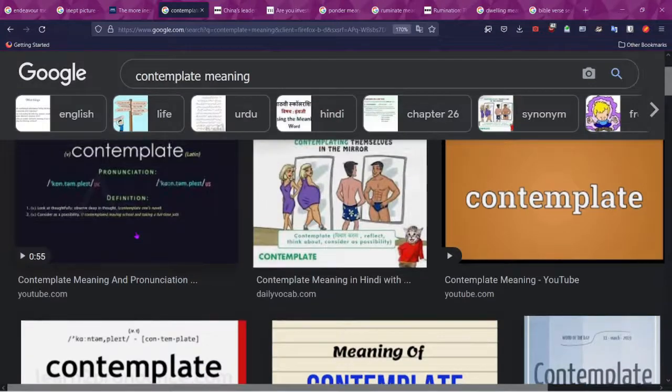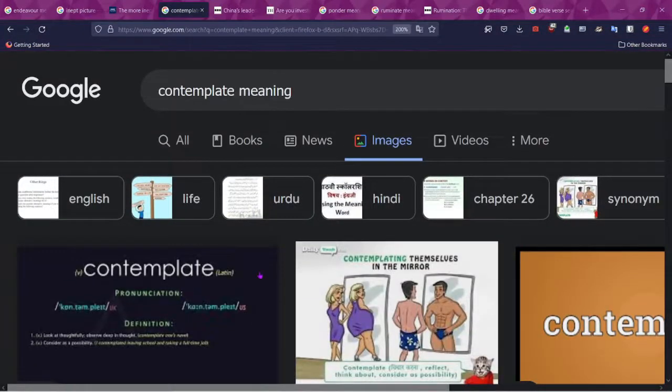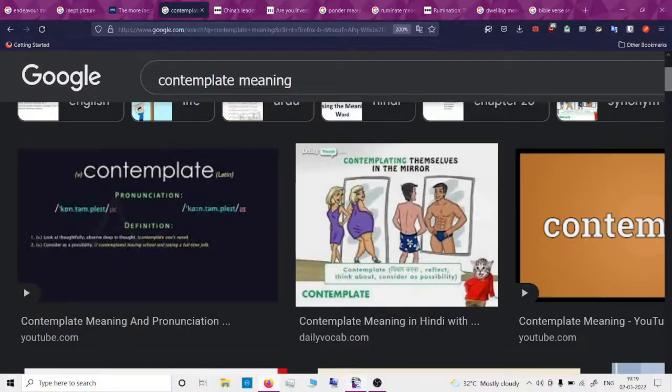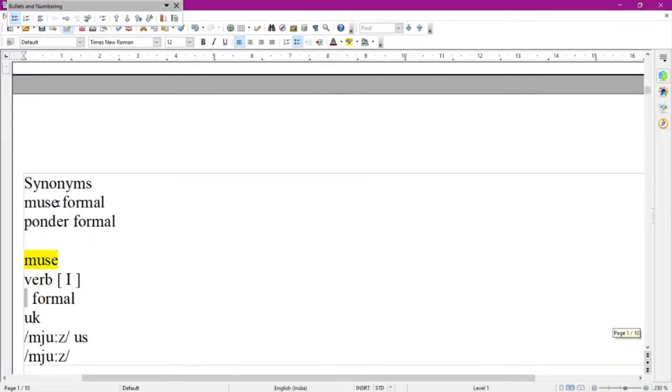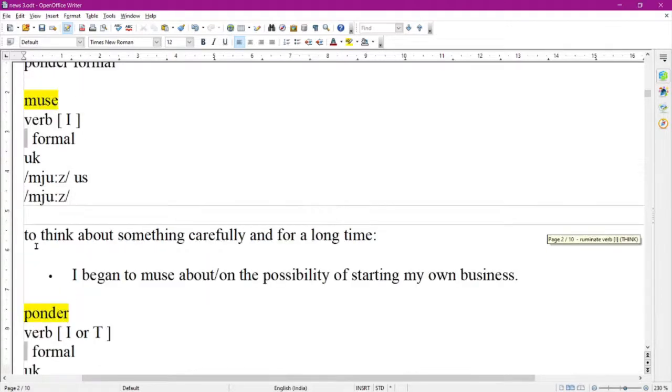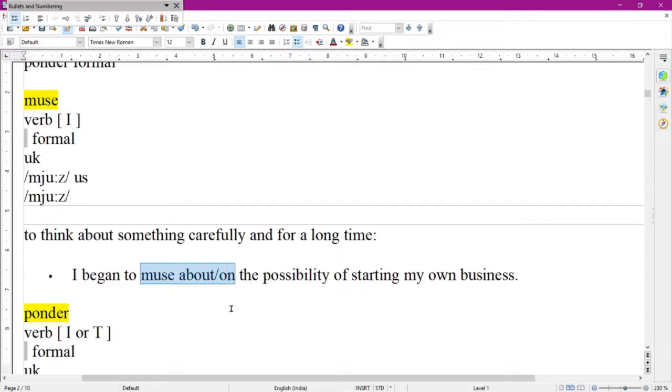I hope you can see the picture over here. It's contemplating themselves in the mirror. Think about, consider. Fine, let's move on. The synonyms are muse and ponder. Now look at an example of muse. I began to muse. Again the same meaning: to think about something carefully and for a long time. I began to muse about, or muse on, the possibility of starting my own business.